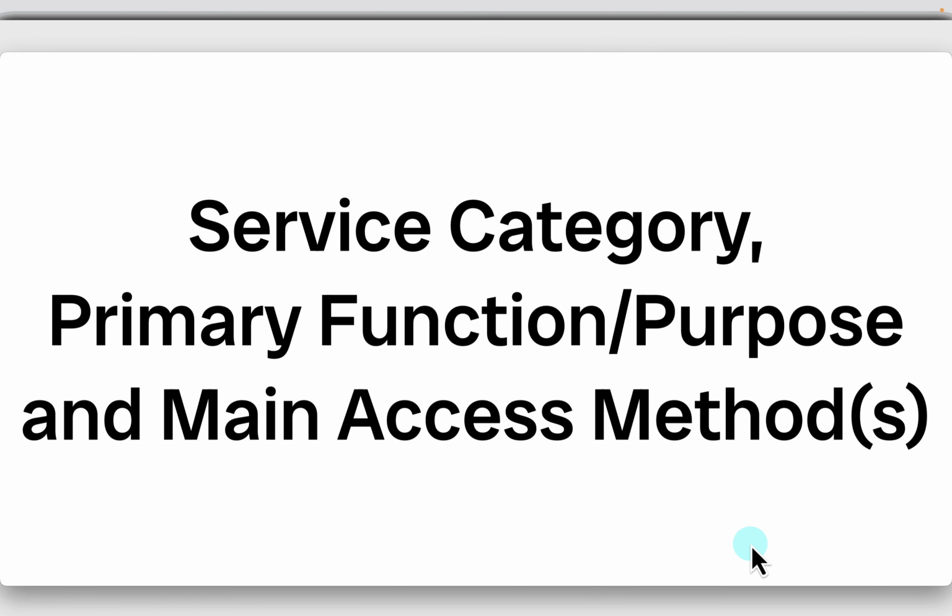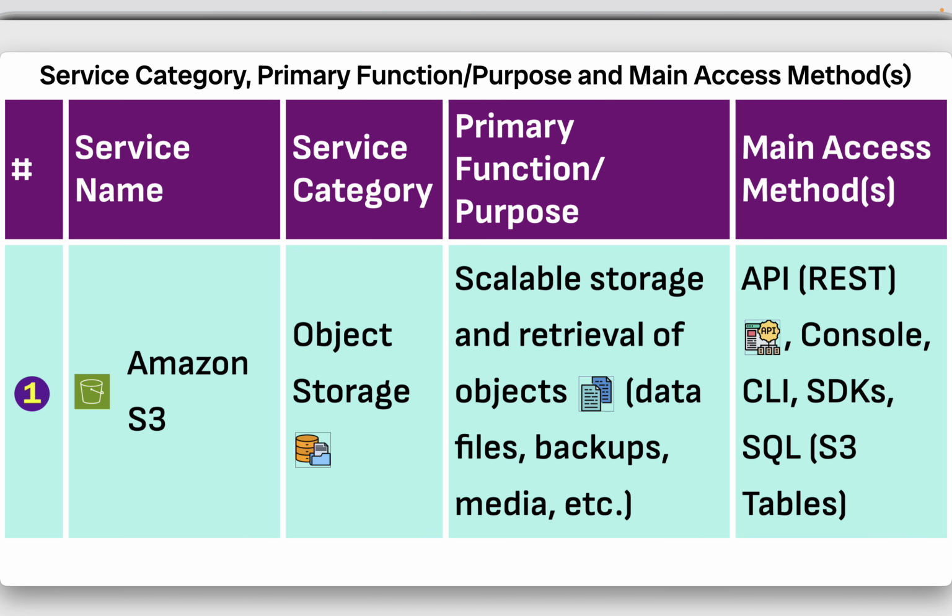So the first set of parameters will be service category, what is the primary function and purpose of the service, and main access method. So first we have Amazon S3. The category it belongs to is object storage. Function, it is a scalable storage and retrieval of objects, and these objects can be files, backups or media.